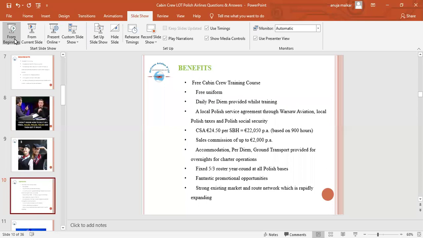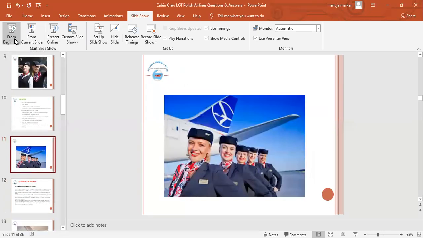Next important subtopic, benefits. Free cabin crew training course, free uniform. Next is, you also get daily per diem provided whilst training. A local Polish service agreement through Warsaw Aviation, local Polish taxes, and Polish social security. Then sales commission of up to 2,000 per annum, accommodation per diem, ground transport provided for overnight for charter operations. And the last is strong existing market and route network, which is rapidly expanding. Also, fantastic promotional opportunities. Other benefits.